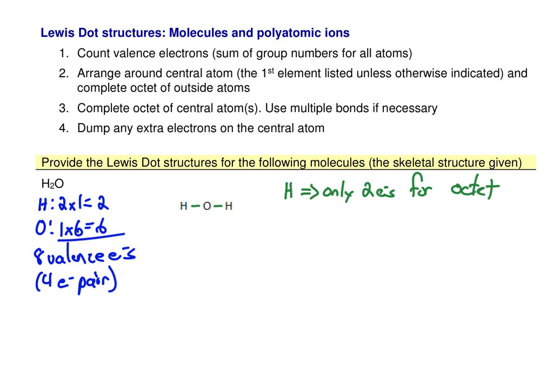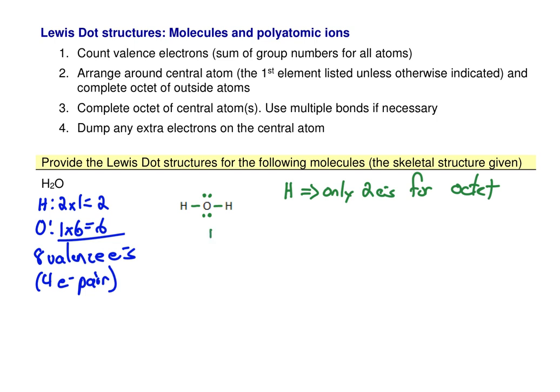Now we look to oxygen, and we see oxygen currently only has 4 valence electrons. These bonding electrons count towards both hydrogen and oxygen. So oxygen currently has 4 electrons towards its octet. But we have 2 electron pairs left, so we can add these 2 electron pairs to oxygen, and now all atoms have a complete octet.